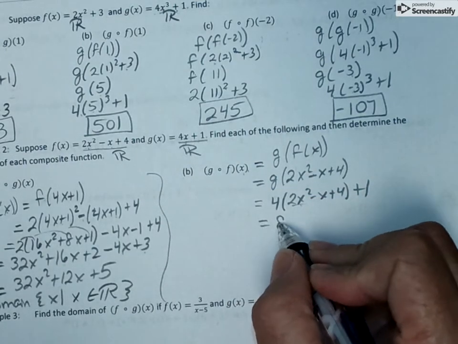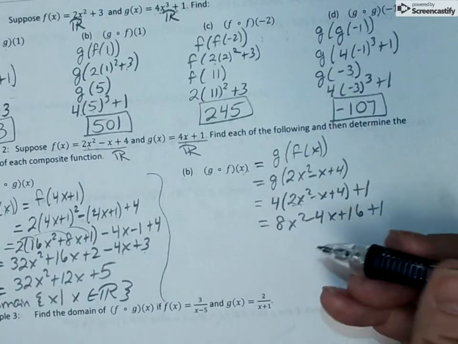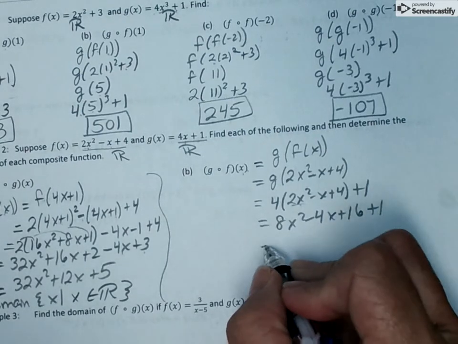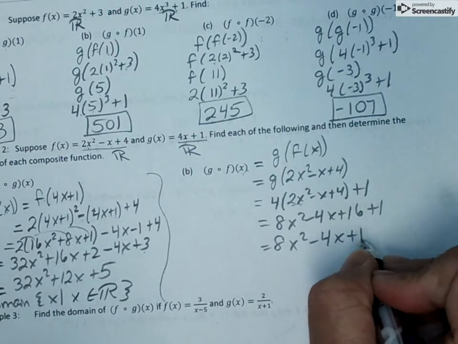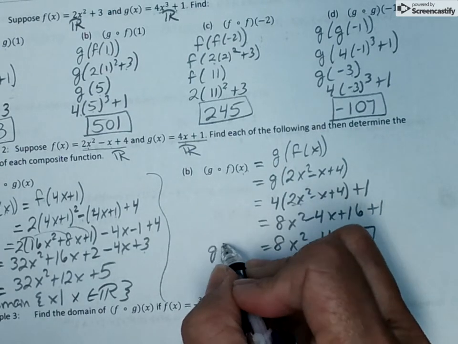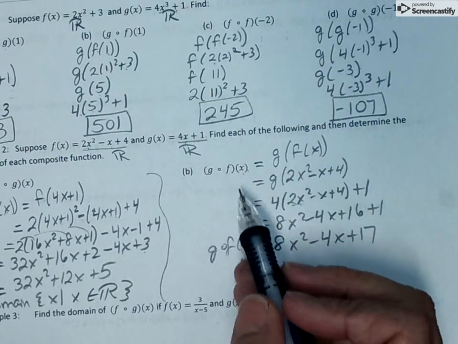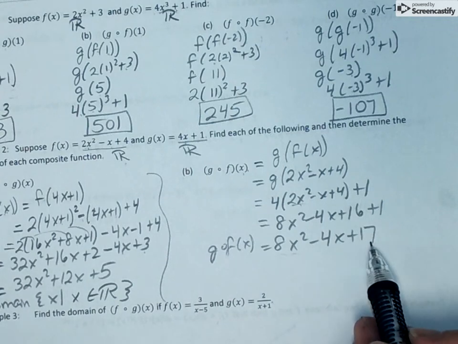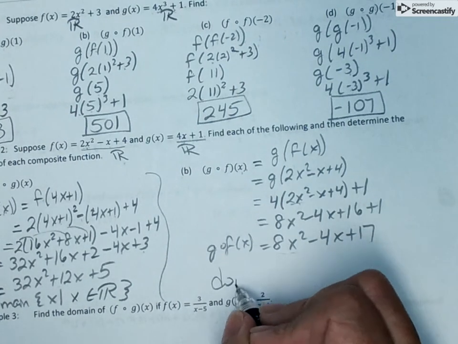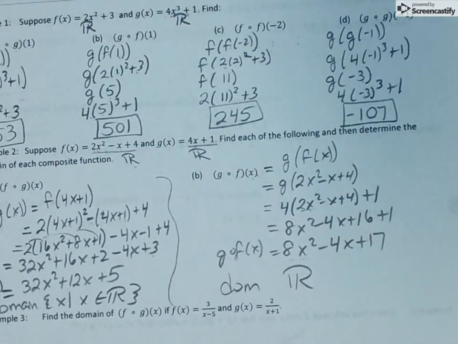Let's distribute this. We get 8x squared minus 4x plus 16 plus 1. Combine these together and we get 8x squared minus 4x plus 17. So that is g of f of x. Our domain, the domain of f of x was all real numbers. The domain of g of f of x is all real numbers. So my domain is still all real numbers here. Let's go on to the next video now.